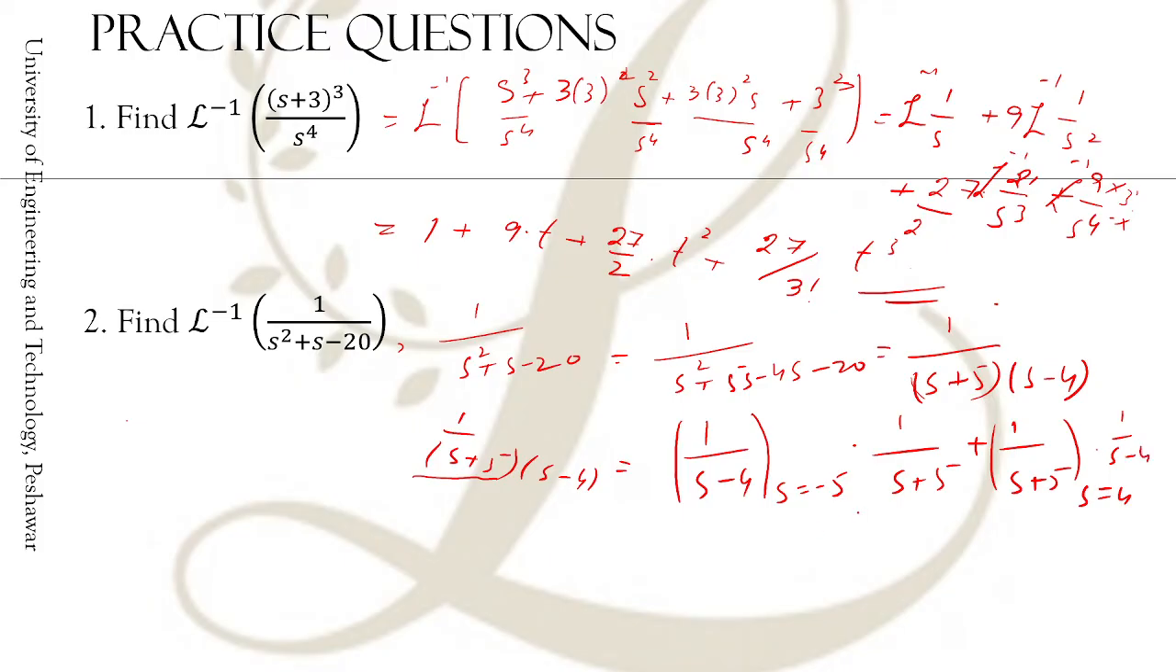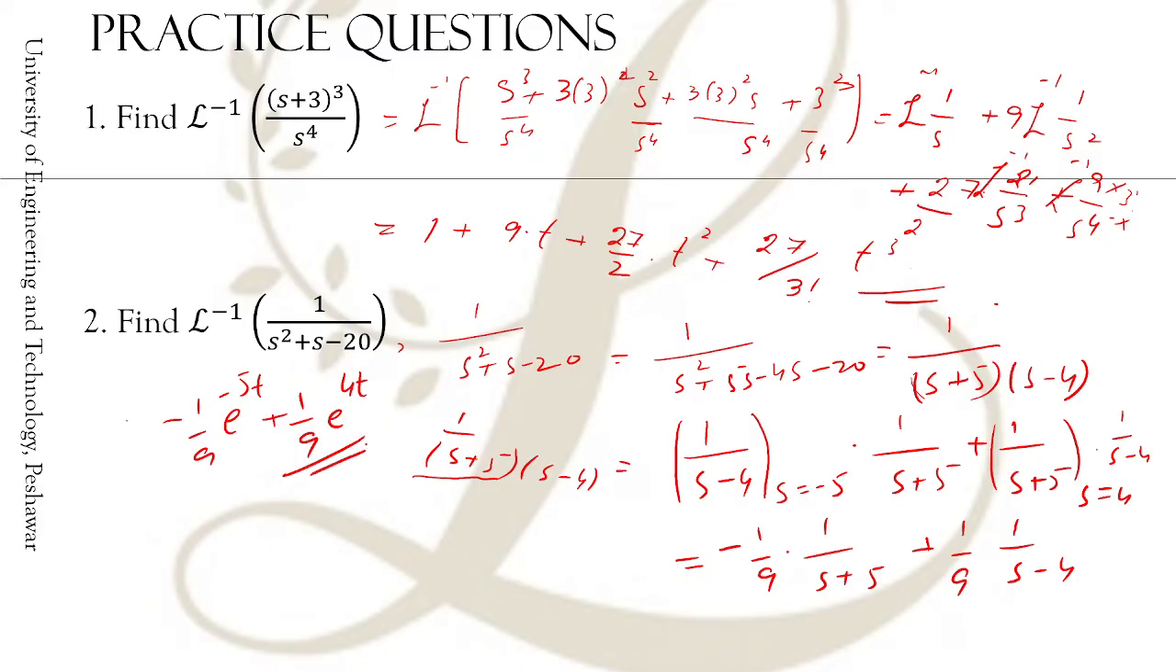So when you simplify this, this will give you 1 over minus 9 or minus 1 over 9 into 1 over s plus 5. This is 1 over 9 into 1 over s minus 4. And then when you apply Laplace inverse on it, you will get what? You will simply get minus 1 by 9 e power minus 5t plus 1 by 9 e power 4t. This will be Laplace inverse of this function.